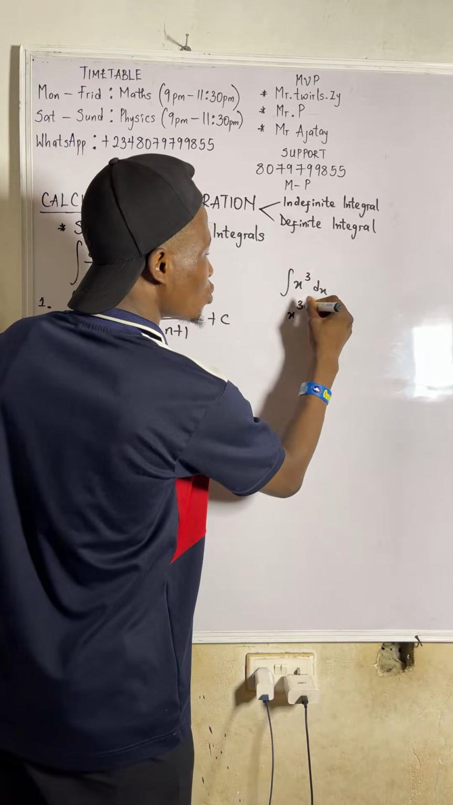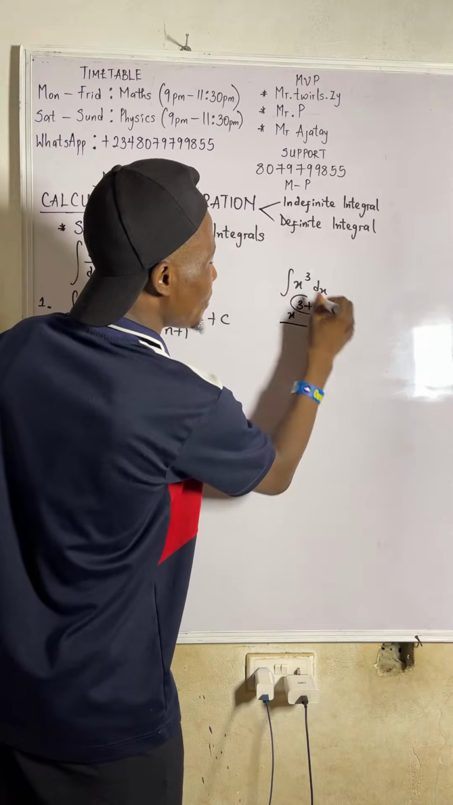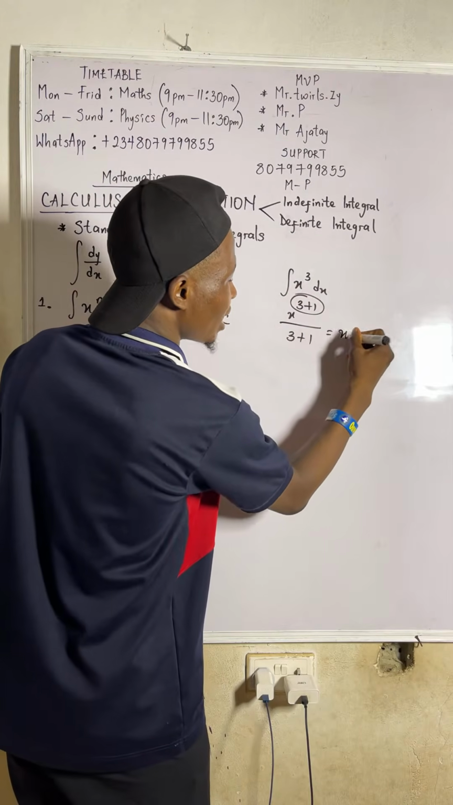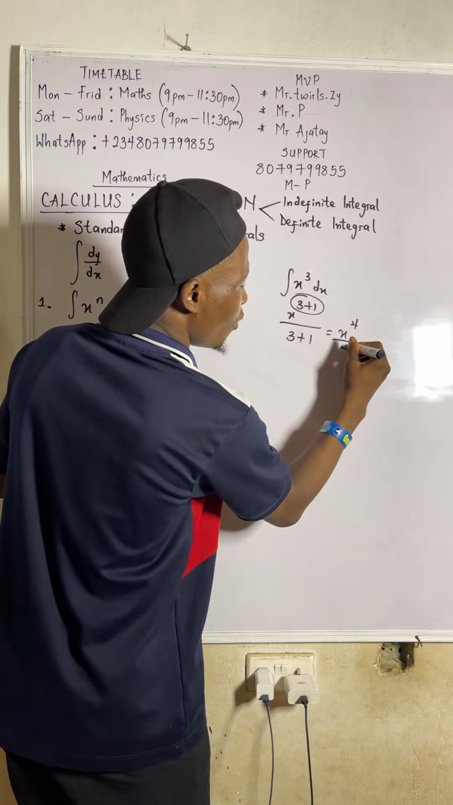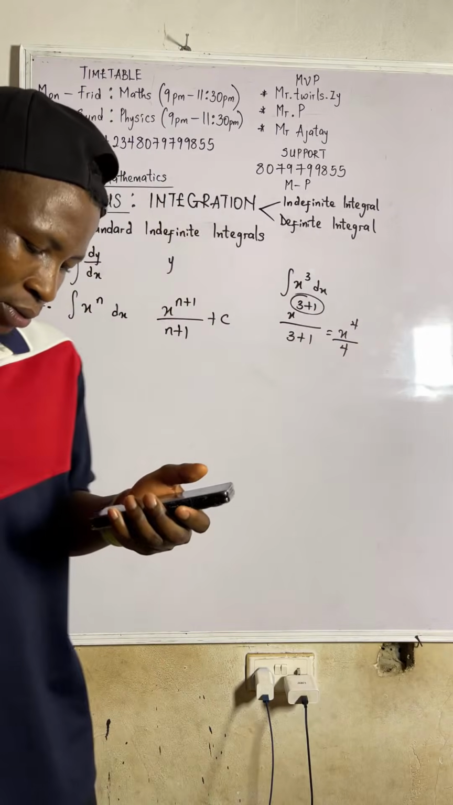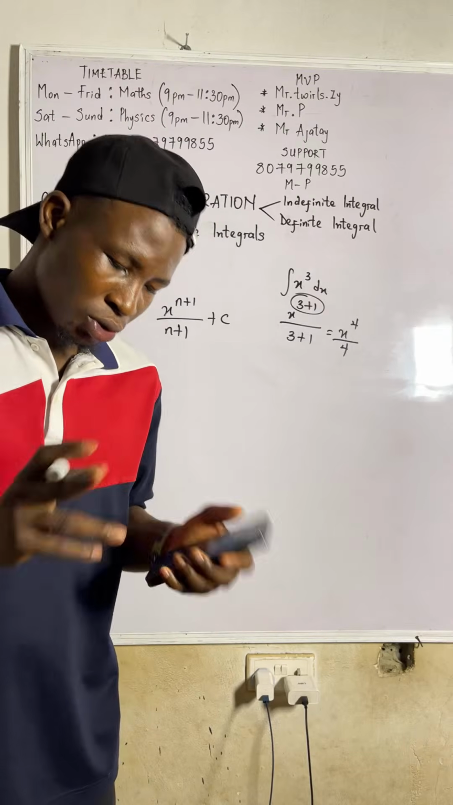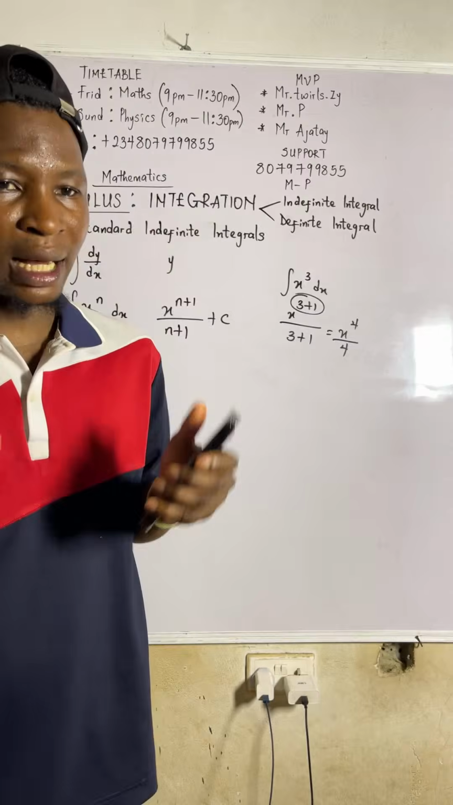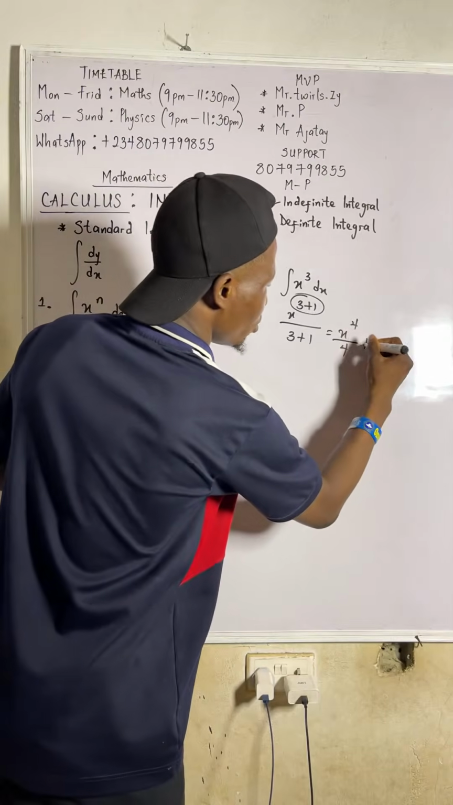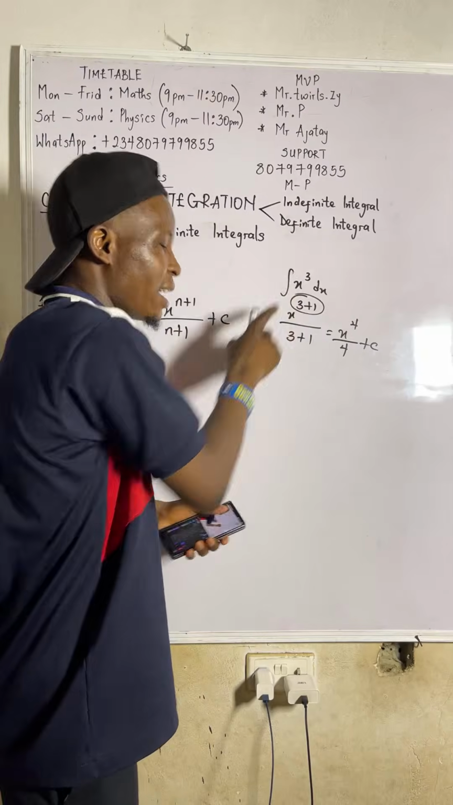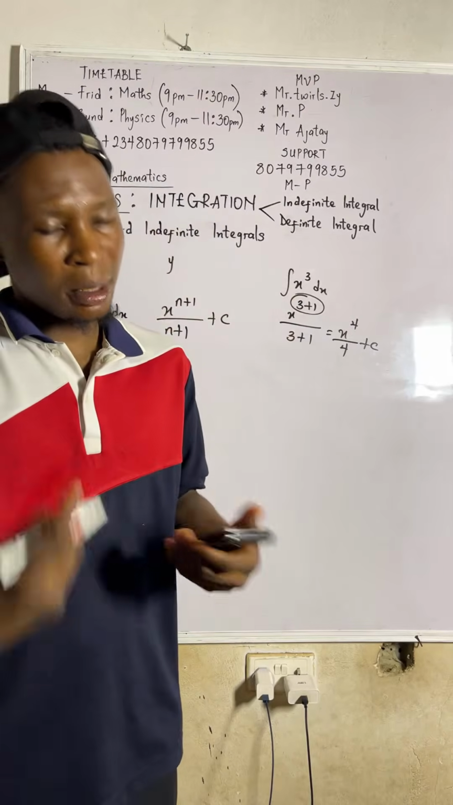3. So you add 1 to that power, over that same power. What is the power? 3 plus 1. What will be your answer? x to the power of 4 over 4. Do you see it now? Do we understand? Then you add plus c, because it is an indefinite integral.